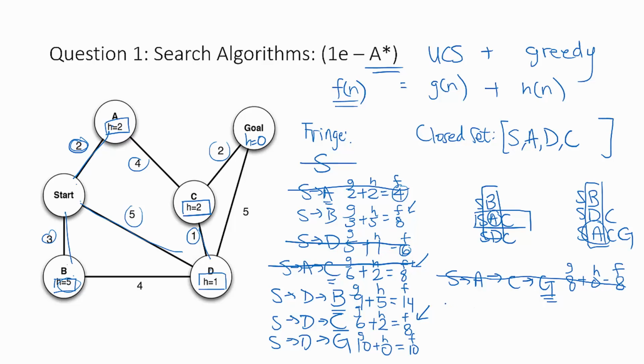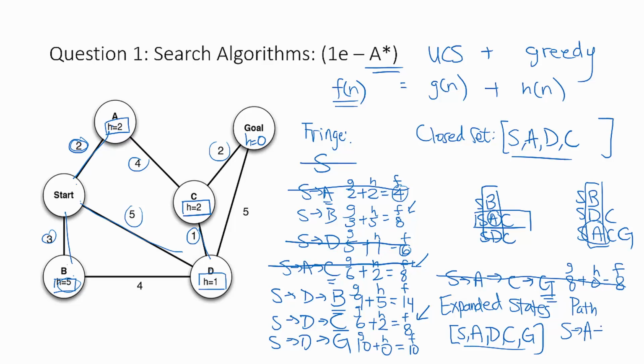Let's see where I can write this. The expanded states are going to be S, A, D, C, G. I remember this part comes from here. And the path returned is S to A to C to G.